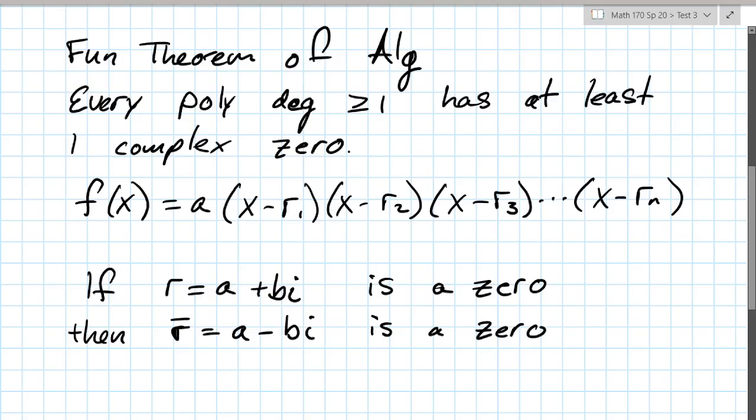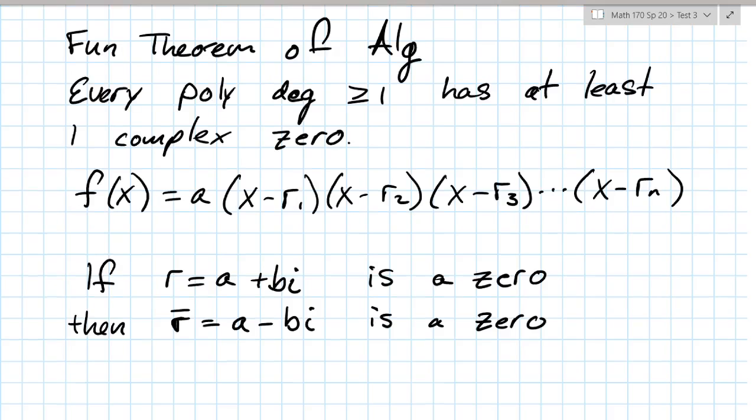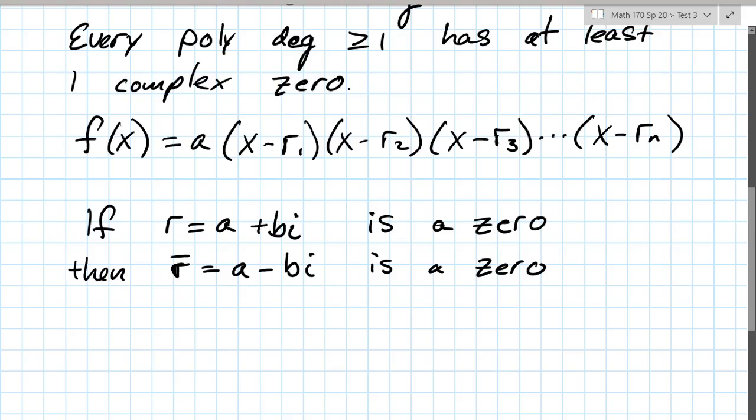And we actually saw this in the last example we did, where we had two solutions, 2i and negative 2i. Those were complex conjugates. So what we'd like to do is look at some polynomials, factor some polynomials, and find complex zeros for polynomials.